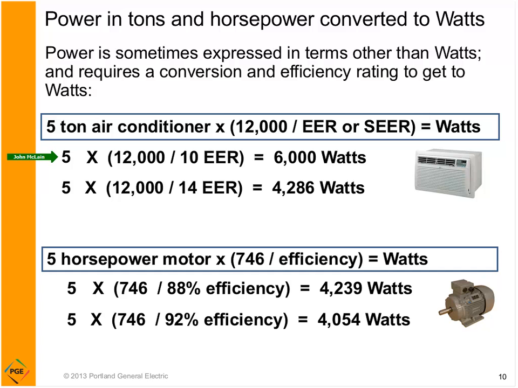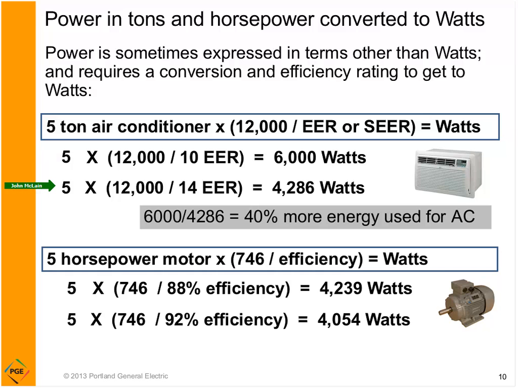If you buy another 5-ton unit, it may cost you a little more, but at 14 EER, it only uses 4,286 watts. So the purchasing manager is happy that he got a great deal, but the facilities manager may be very unhappy that you just locked in 15 years of energy bills for this unit that are 40% higher than they needed to be if you had spent a little more money to get the more efficient unit.